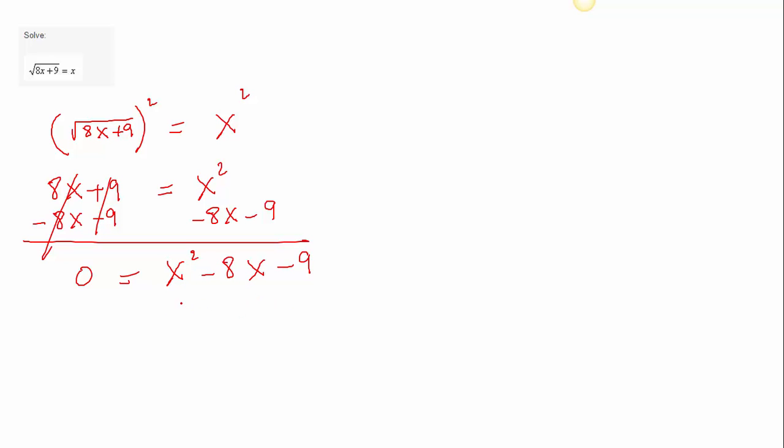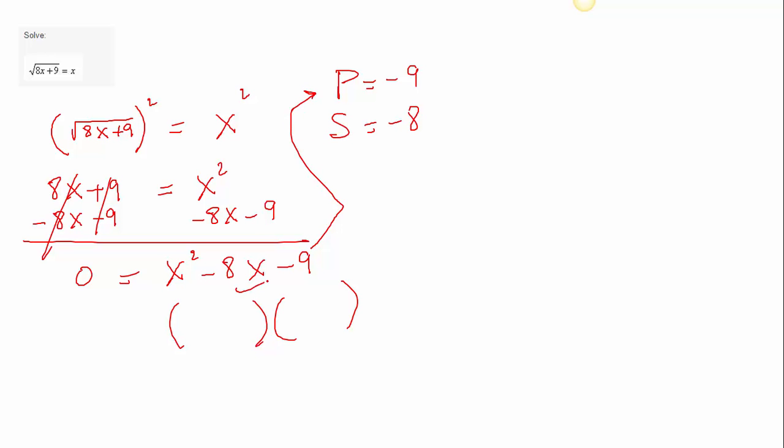Now we need to factor. Open two parentheses. We want two numbers. Their product is negative 9. Their sum is negative 8. So this is called the product, and the negative 8 is called the sum of the two numbers. So 3 times 3 is 9, but the sum is 8, so that's not going to work.